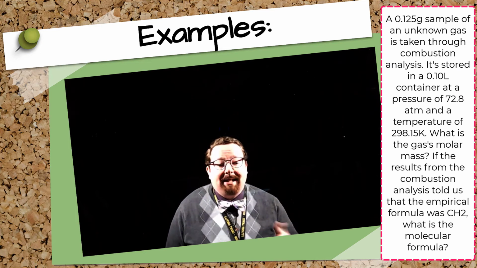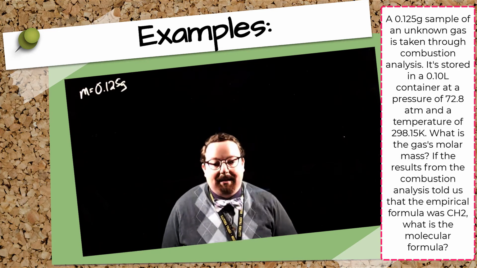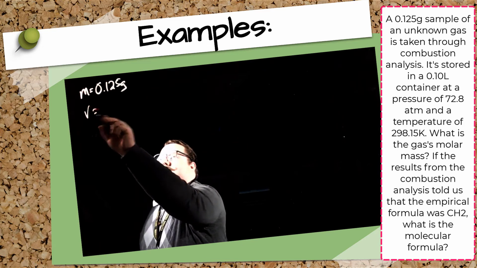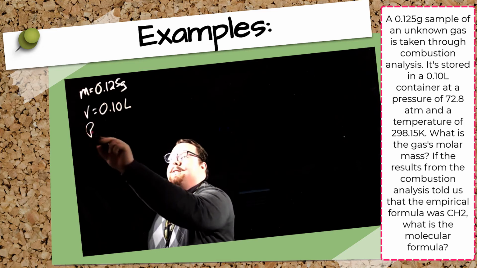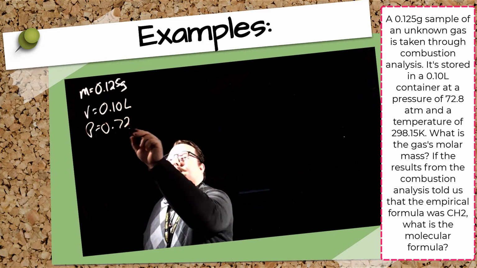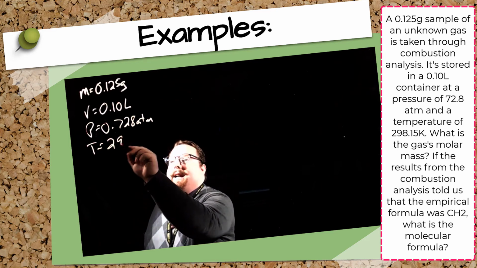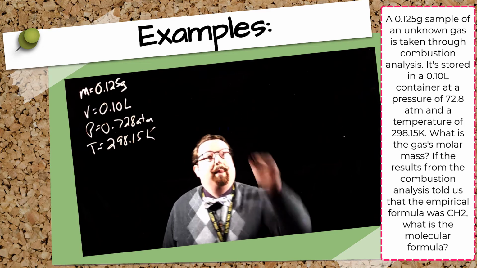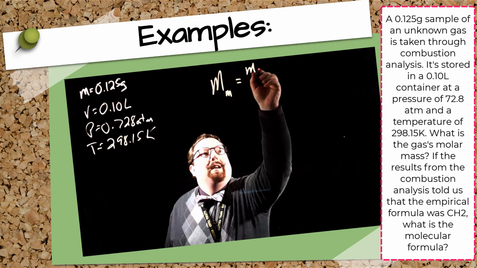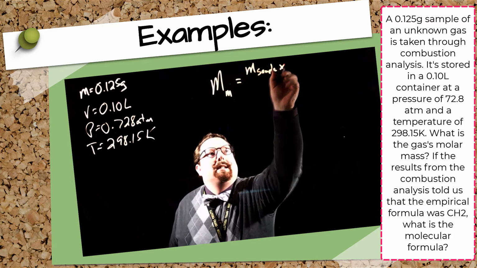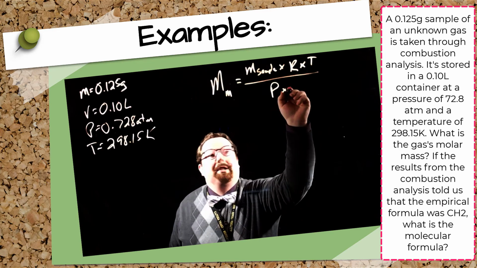Say we found that our gas has a mass of 0.125 grams, and that's before we take it through combustion analysis. We had it stored in a 0.1 liter container, and we had a pressure of 0.0728 atmospheres. We also had a temperature of 298.15 Kelvin. If we plug that into our equation, our equation is molar mass equals the mass of our sample times R times T divided by pressure times volume.